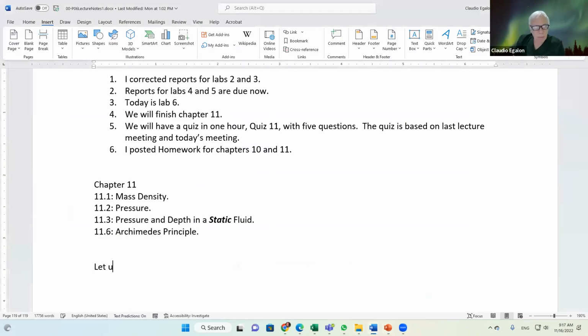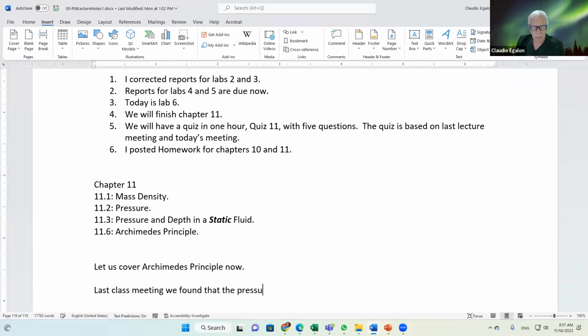Let's cover Archimedes' principle now. Okay, last meeting, we found that the static pressure in a fluid increases linearly with the depth.